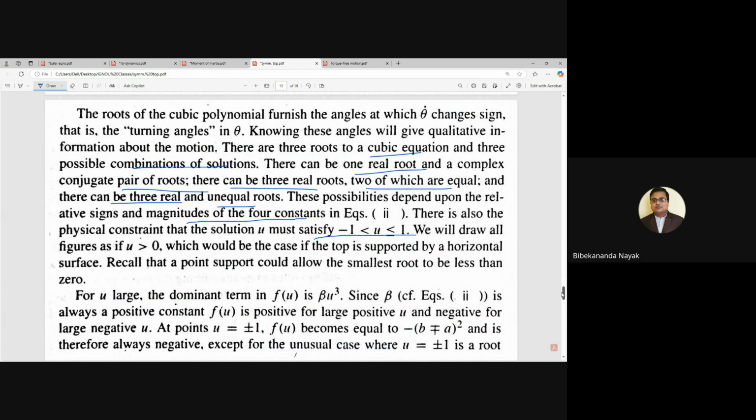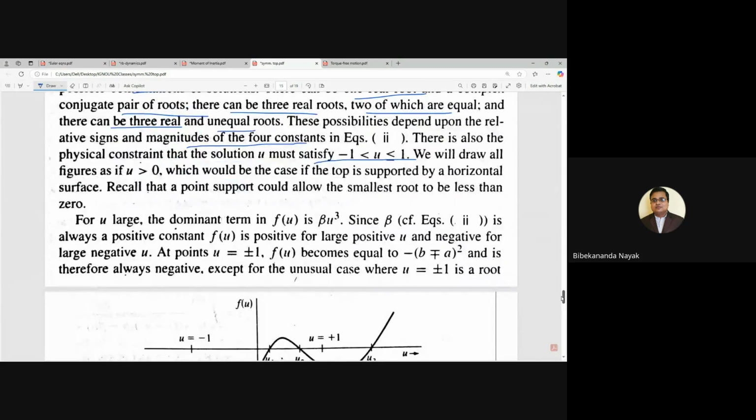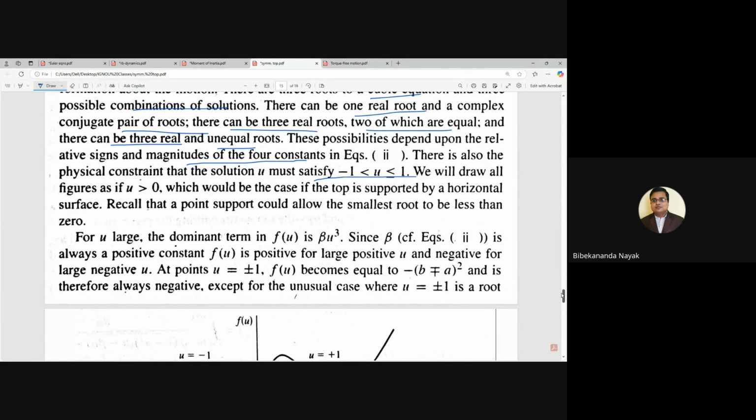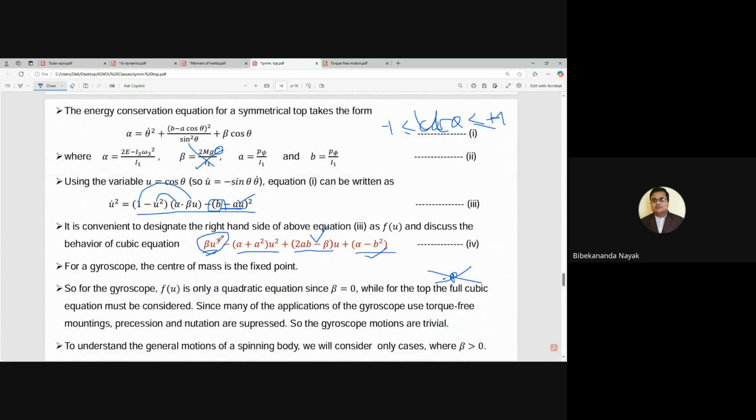Okay. So we'll draw all the figures for u greater than 0, which would be the case if the top is supported by a surface. Now for u large, the dominant term is beta u cube. If u is very large, then this will be dominant. U cube is very large.